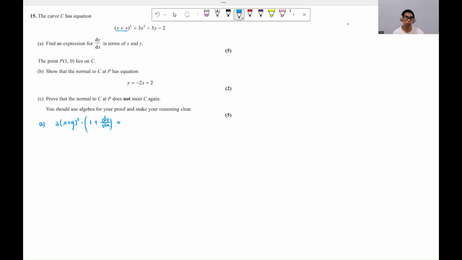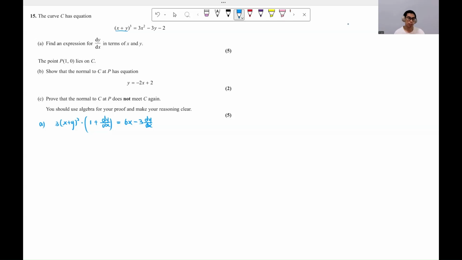And then that's equal to 3x squared differentiates to 6x. And then minus 3y, 3 is a coefficient, it doesn't change, and y differentiates to dy/dx. And negative 2 is a constant, so it differentiates to 0. And now we just have to rearrange it and make dy/dx the subject.